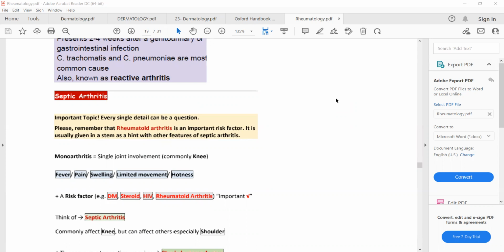Now we will discuss some causes of monoarthritis. Monoarthritis means the arthritis affects a single joint, or there's a single joint involvement in these types of arthritis. So the first, a very important cause of monoarthritis, is septic arthritis. Septic arthritis is a very important topic, and every single detail that we are going to discuss is very important. So that's why you need to remember all of these.